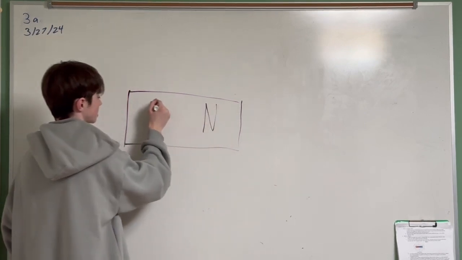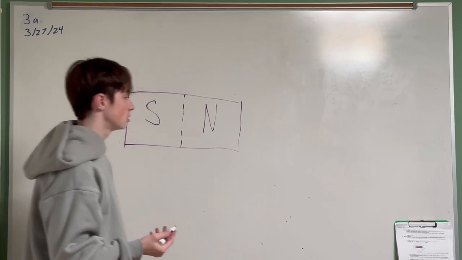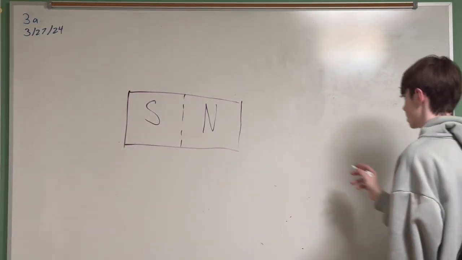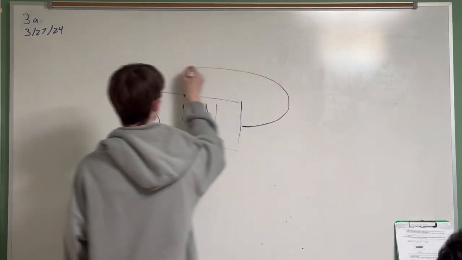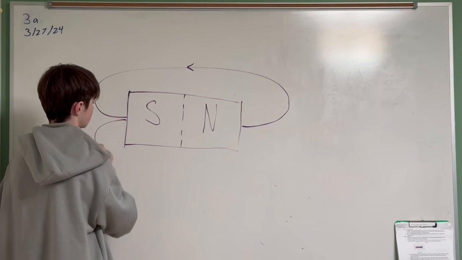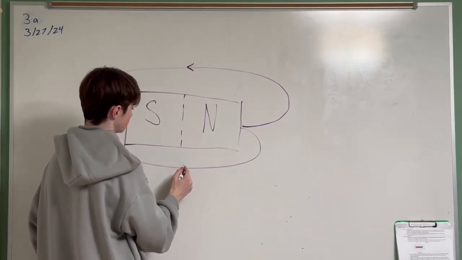This is what a magnet looks like, as you probably know. It has a north pole and a south pole. And a magnetic field flows from the north to the south. All these magnetic field lines are closed loops.